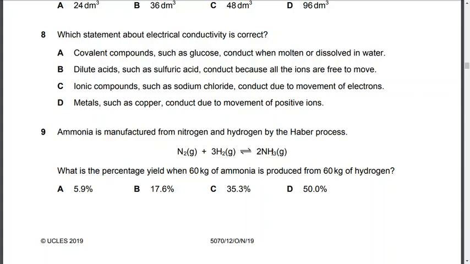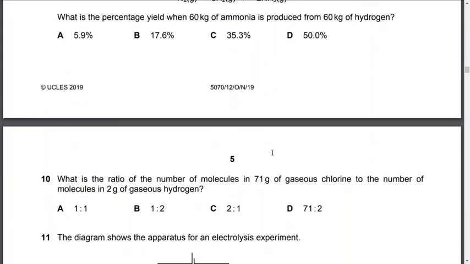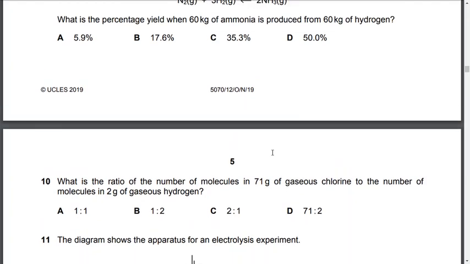So coming to the last question of part 1. What is the ratio of the number of molecules in 71 gram of gaseous chlorine to the number of molecules in 2 gram of hydrogen? So guys, this question, once again, has calculation in it. Go ahead, calculate it. I give you a few seconds. If you haven't done it, pause it right now.